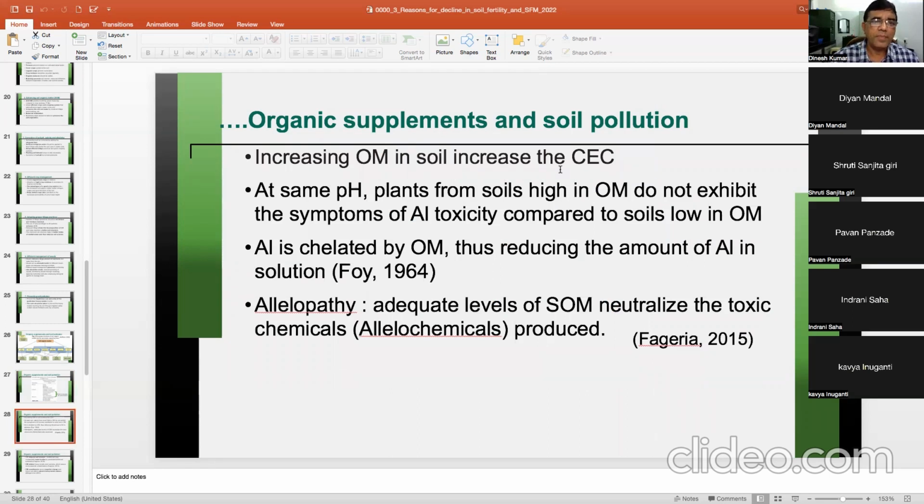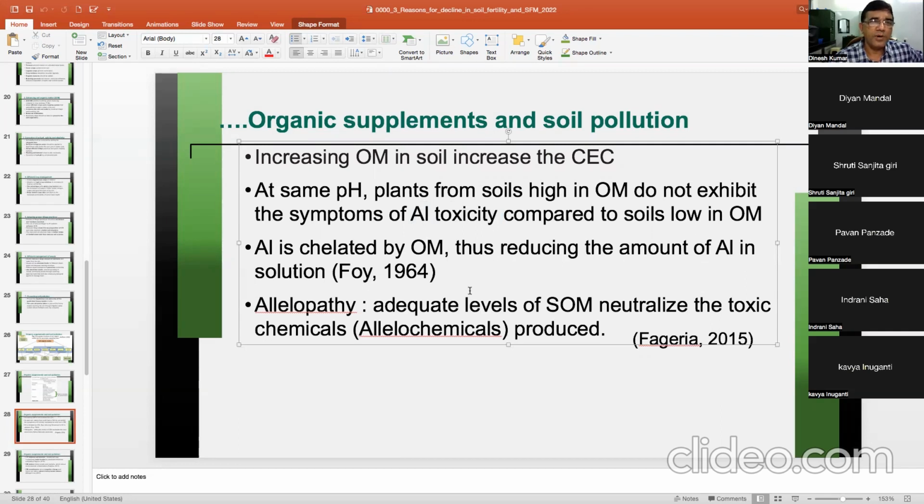This is important. At the same pH, plants from soils high in organic matter do not exhibit the symptoms of aluminum toxicity. The pH is the same, but one soil has more organic matter than the other. So the effect of aluminum toxicity will be minimized in soils where you have more organic matter. Aluminum is chelated by organic matter. This excess aluminum is chelated by organic matter, thus reducing the amount of aluminum in solution.